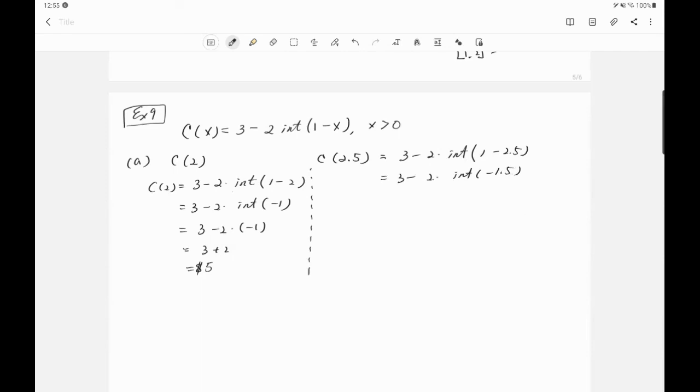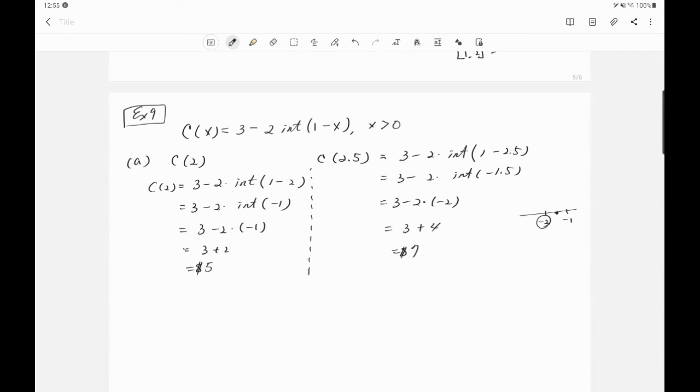Look at this. Here's negative 1, negative 2, negative 1. Negative 1.5 is over here, right? So the greatest integer is negative 2, isn't it? Negative 2. So 3 minus 2 times negative 2, so 3 plus 4 equals 7. So if you park 2.5 hours, then you need to pay $7.